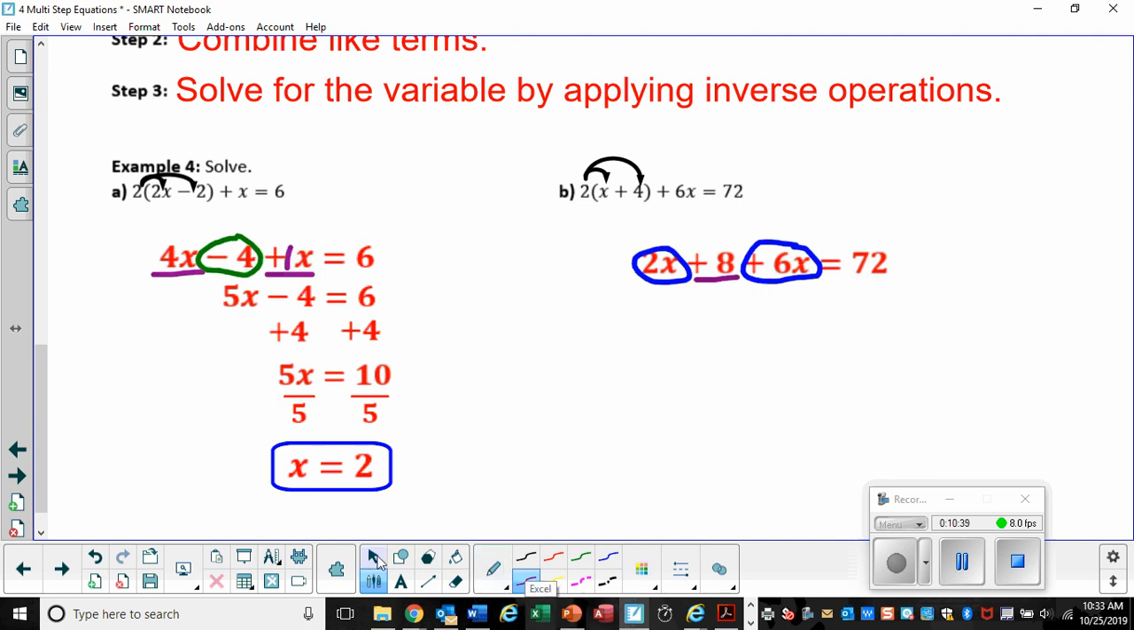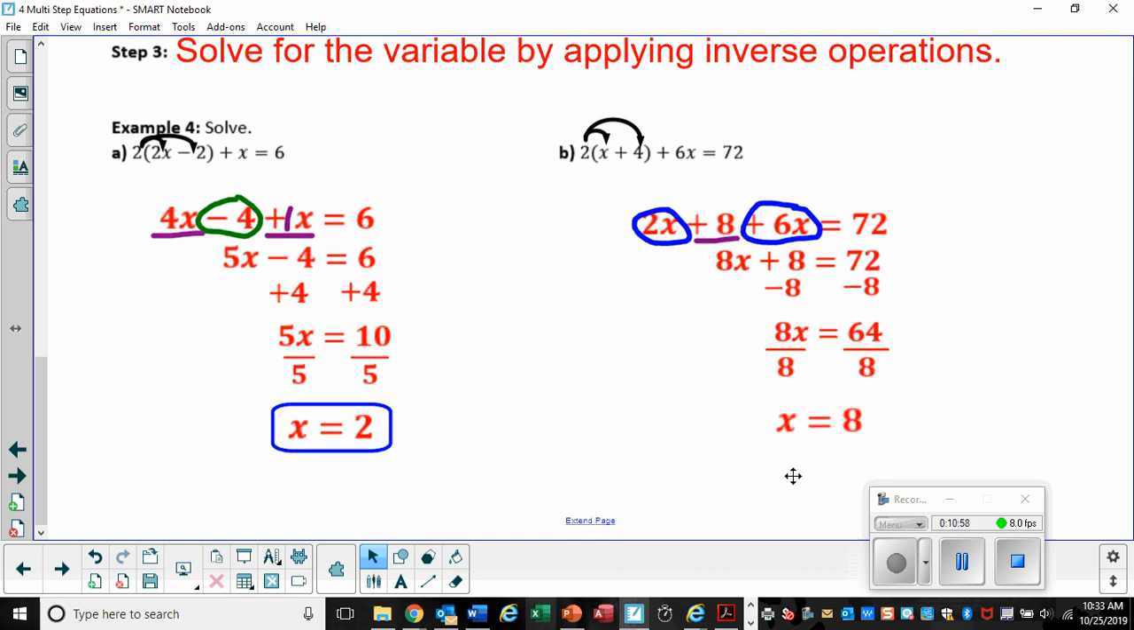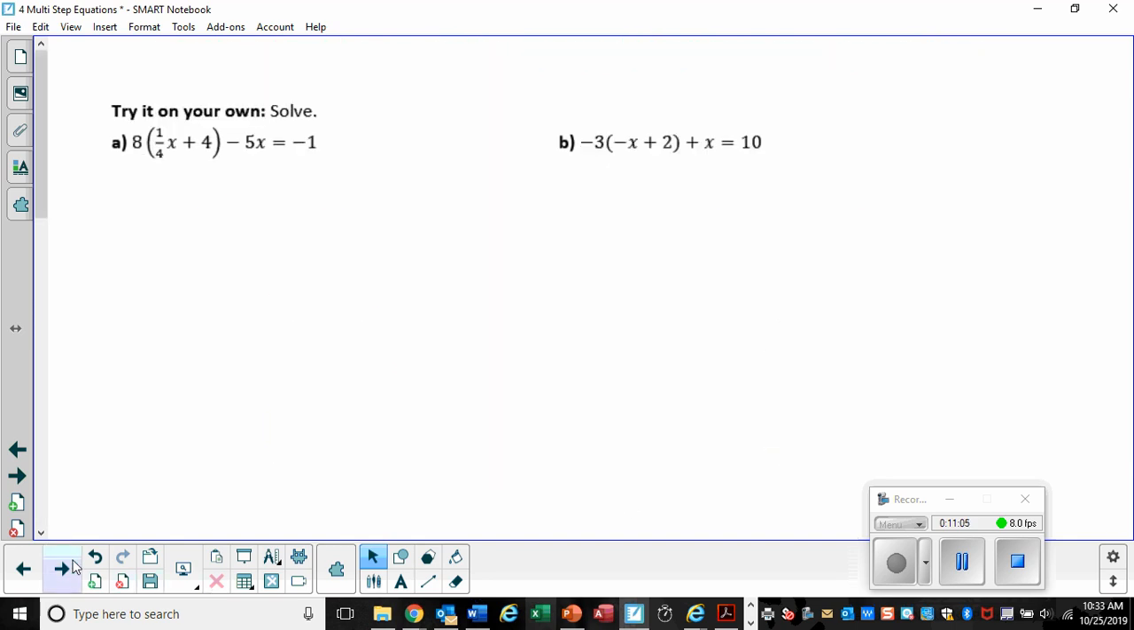So I go ahead and combine my like terms. 2x plus 6x gives me 8x, and I just bring down the 8 because it doesn't have any like terms. So now I go ahead and solve. I subtract 8 from both sides. I get 8x equals 64. Then I can divide both sides by 8, and I get x equals 8 as my final answer. Okay? You guys are going to try these last two on your own.